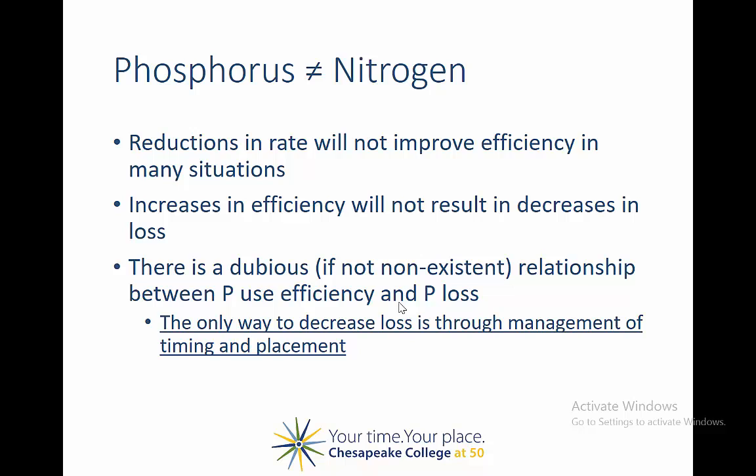And this quote, I know I stole this from Josh McGrath: "There is a dubious, if not non-existent relationship between phosphorus use efficiency and phosphorus loss." Phosphorus and nitrogen don't work the same. The only way to decrease loss is through management of timing and placement. This management is going to become important later when I start getting into the Phosphorus Management Tool.